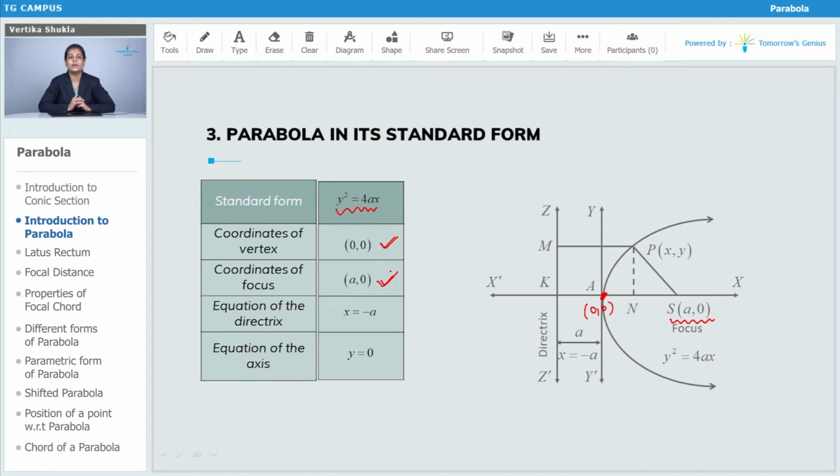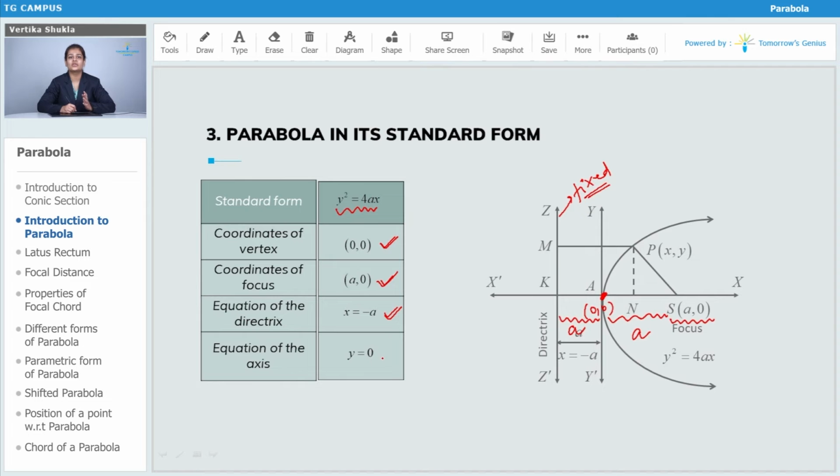The third thing is the equation of the directrix. What was directrix? Directrix was the fixed line. So this fixed line is known as your directrix. And what is the equation of this directrix in the standard form of a parabola? It is x is equal to minus a. The thing that we have to understand from here is that the distance between the directrix and the vertex is equal to the distance between the vertex and the focus. This distance is also a units. This distance is also a units. So the distance between the vertex and the focus and the vertex and the directrix is equal. And that is why the equation of the directrix becomes x is equal to minus a.